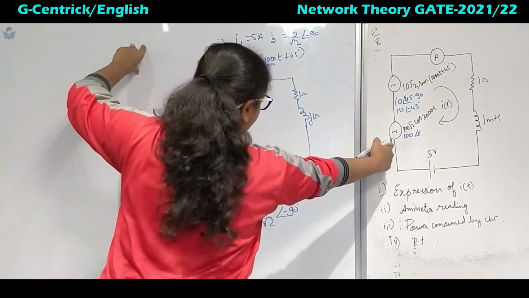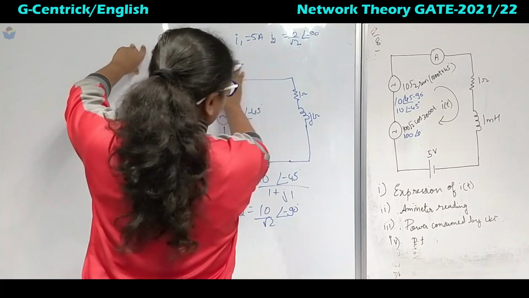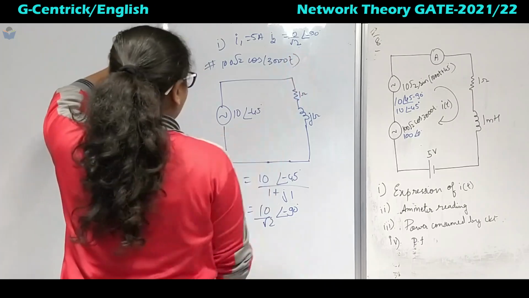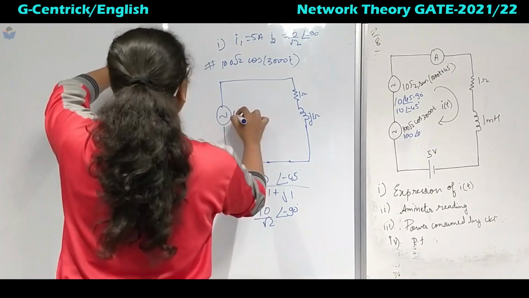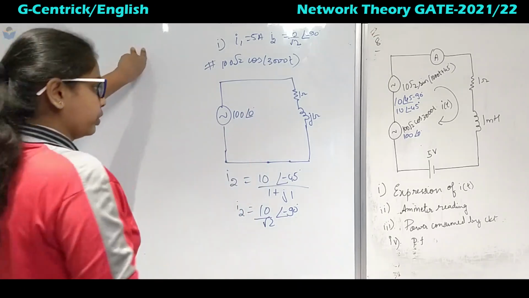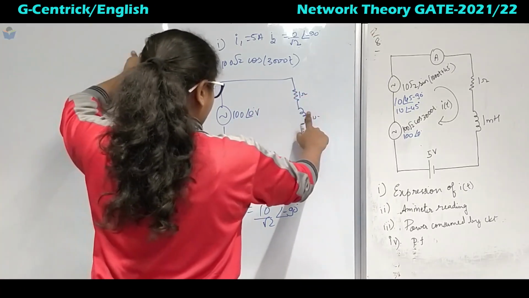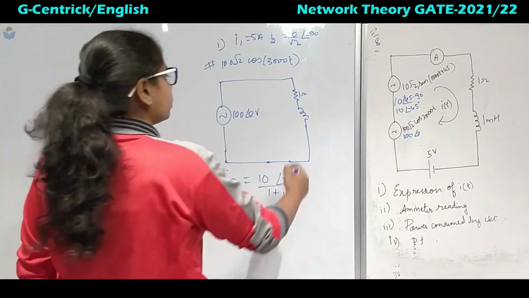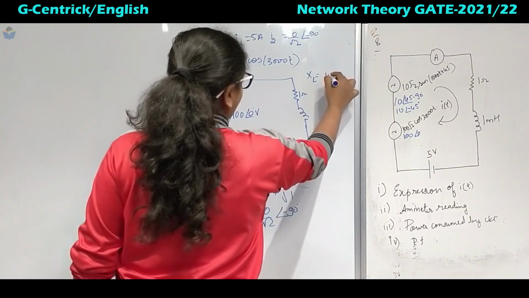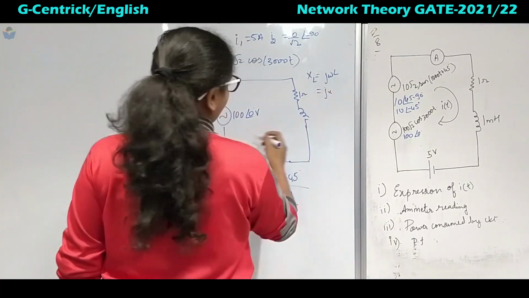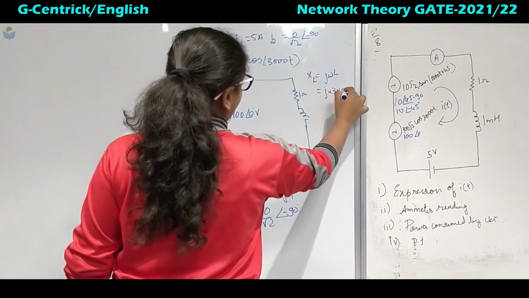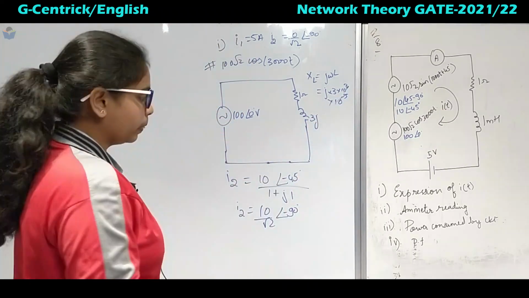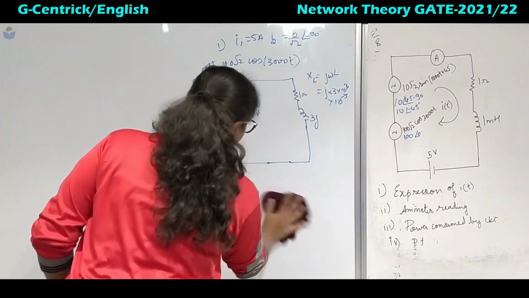Next, I will take this source as the active source, that is 100 root 2 cos 3000t. This I will change; it comes out to be 100 into 0 degree volts. As the frequency changes, the ohmic value of the inductor will also change. So XL is nothing but j omega L, J will keep as it is. What is the frequency? 3000. So 3 into 10 to the power 3 into 10 to the power minus 3, it is 3J.